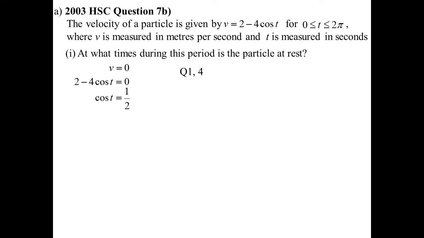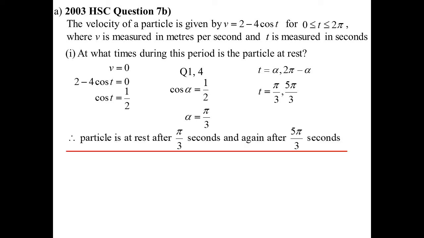Well, we're in quadrants 1 and 4. We're only looking for answers between 0 and 2 pi. The acute angle would be pi on 3. So therefore, in the first quadrant, it's the same as the acute angle. Fourth quadrant, 2 pi minus the acute angle. So pi on 3 and 5 pi on 3. So that's when it's at rest, after pi on 3 seconds, and once again after 5 pi on 3 seconds.